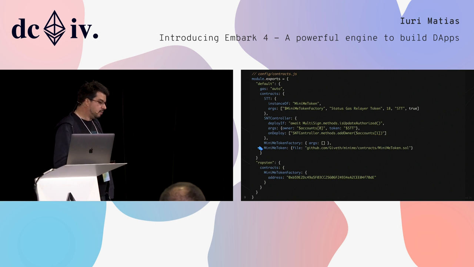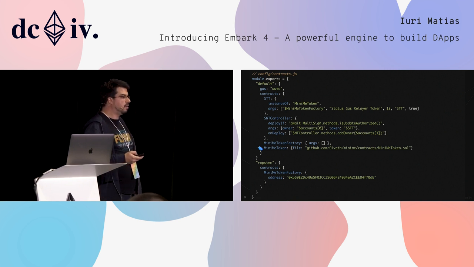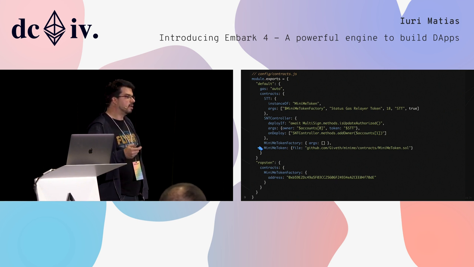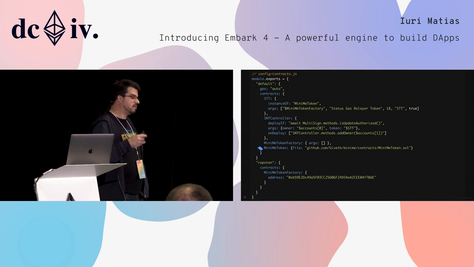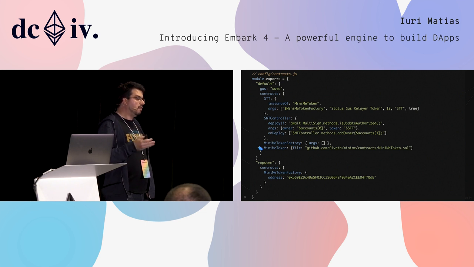And here's another example that you can also specify a URI for a particular contract. And this is very useful if you want to quickly prototype something that needs a contract from OpenZeppelin, or in this case, Giveth. You can specify a URL or even a Swarm URL or IPFS.